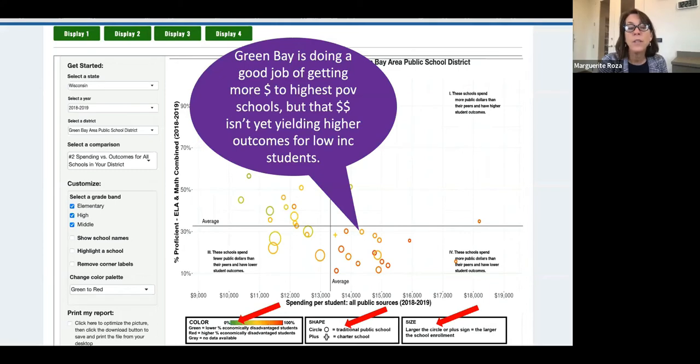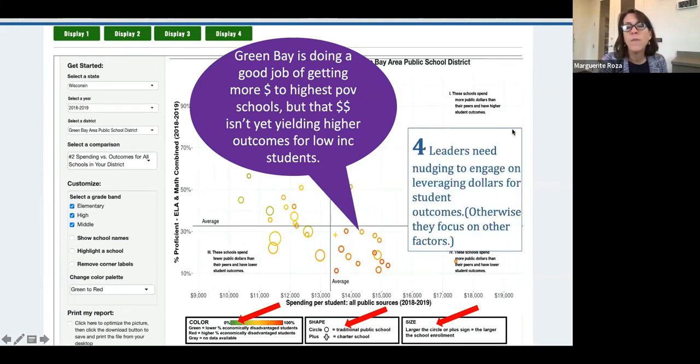The quadrants are labeled because our finding was that people really did have a hard time reading this graph without those labels. So you see these little text boxes in the corner that say these schools spend more than their peers and have lower outcomes there. So I want to go through these. This is one where you just look at your own district.